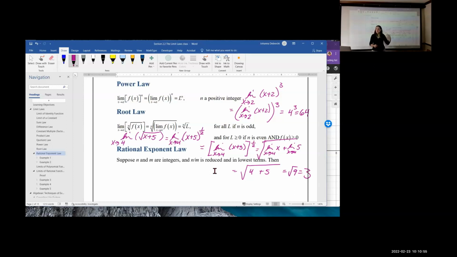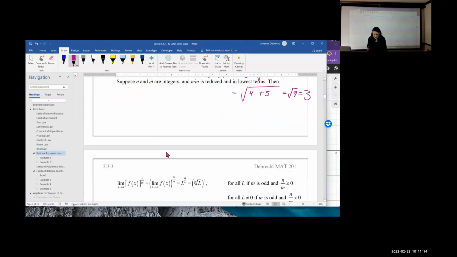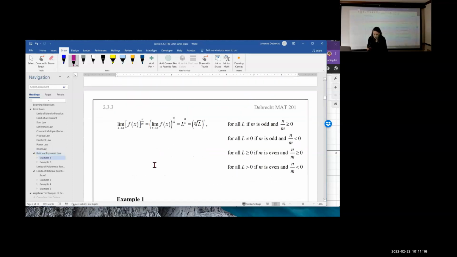The limit is super powerful. You can split up sums, differences, constant multiples, products, quotients, powers, roots. You can do anything with a limit. You're not limited by the limit. The limit can do anything. All right, let's take a look at a couple of examples.